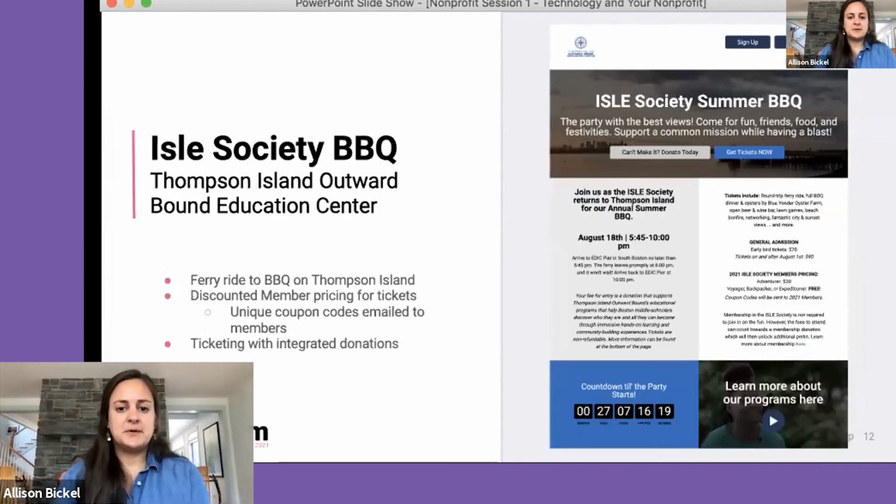This is a barbecue that is selling tickets on GiveSignup's ticket event platform this summer. And it's put on by an organization called the Thompson Island Outward Bound Education Center. And the nice thing about this barbecue is that they're hosting it on Thompson Island. And so I think that's a really nice, meaningful way to connect this fundraising event with what the organization raises money to do, to maintain and provide outdoor education around Thompson Island.